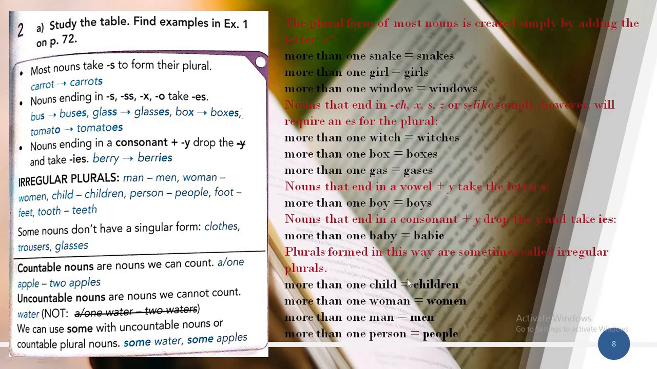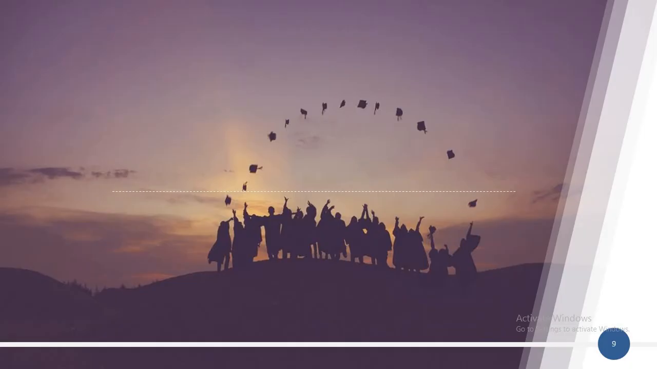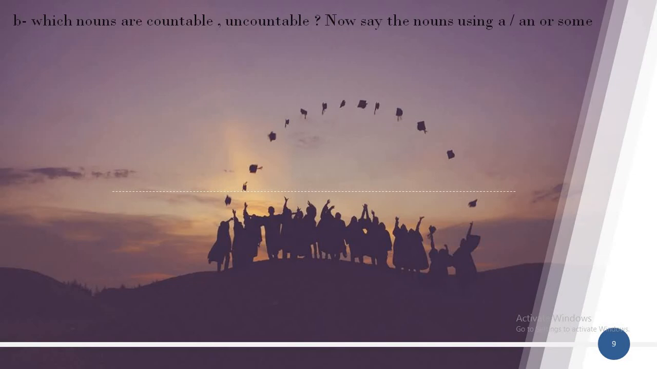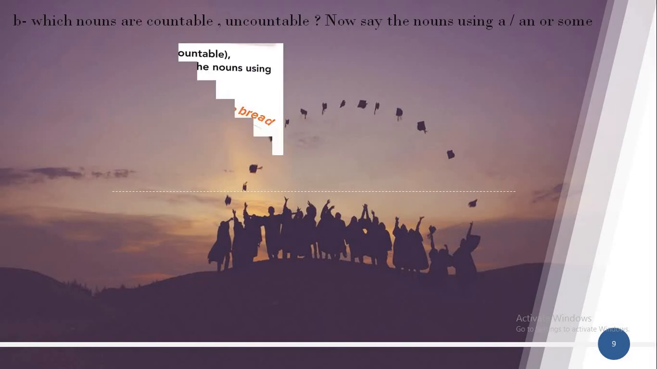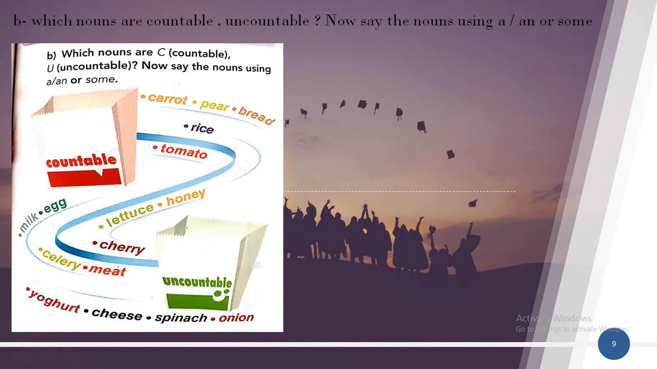So please be careful and revise your lessons very well for more understanding. So reread the summary and the chart for more understanding. Now let's move to B. Which nouns are countable and uncountable? Now say the nouns using a, an, or some. So this is the exercise.